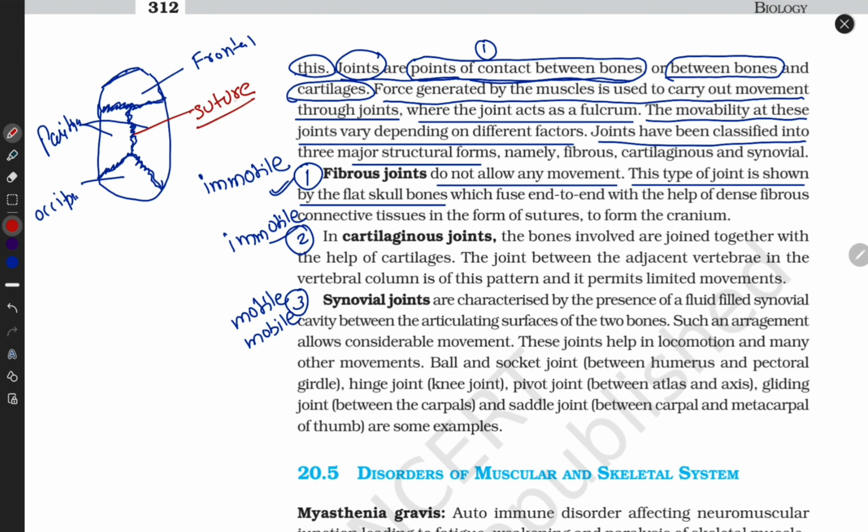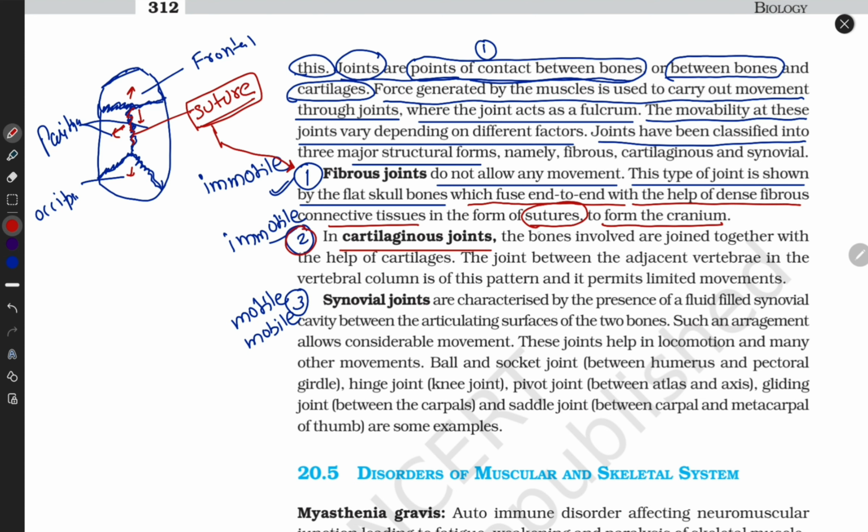They are immobile in nature. We can't open them, we can't move them. In the adult body we can't move them, they are very restricted. The sutures are very tight joints, they don't move. They fuse end to end with the help of dense fibrous connective tissue, because they are made up of fibrous tissues. Sutures, one of the examples, form the cranium. Clear guys?